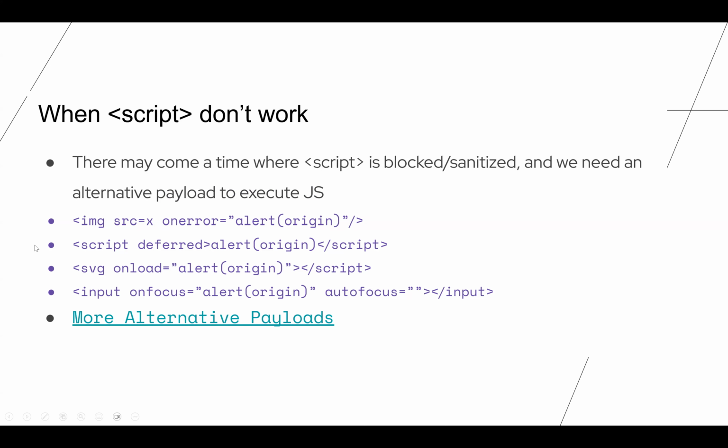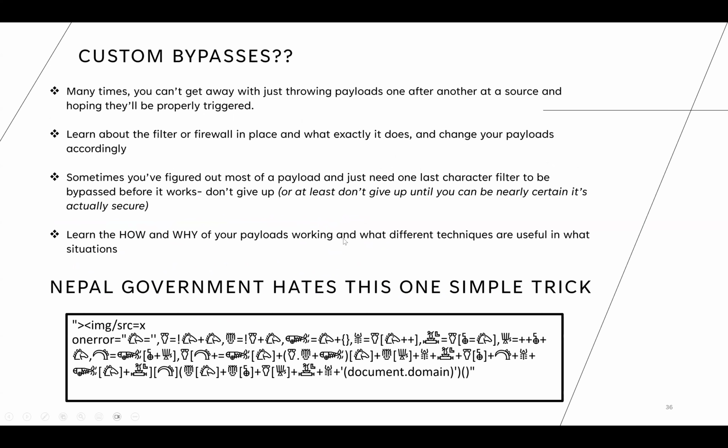Like say script doesn't work, then you can use image SRC or SVG onload, things like that. And I think most of these payloads are pretty self-explanatory. This first one, for context, is trying to load an image. X is an invalid source, so it refers to onerror and runs your JavaScript code.